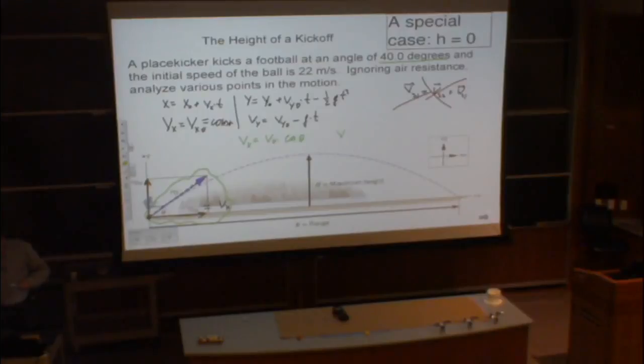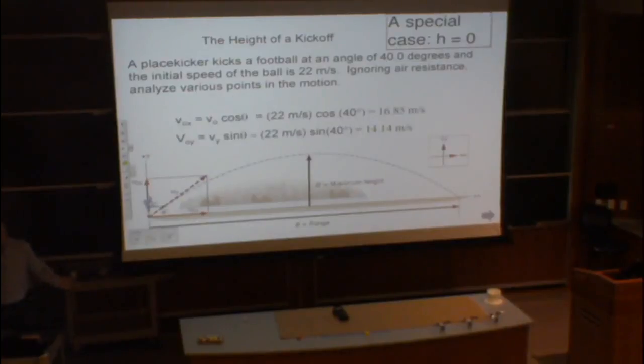The y component of initial velocity will be equal to the same hypotenuse times the sine of the same angle. And now it's done. Now it's solvable. Now we know everything. We can calculate these components immediately.